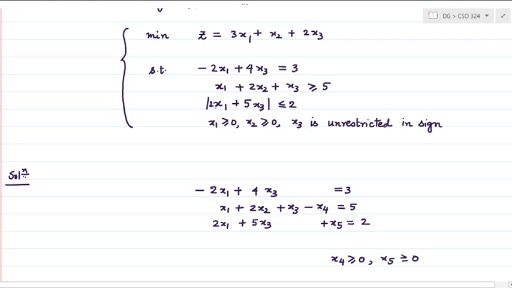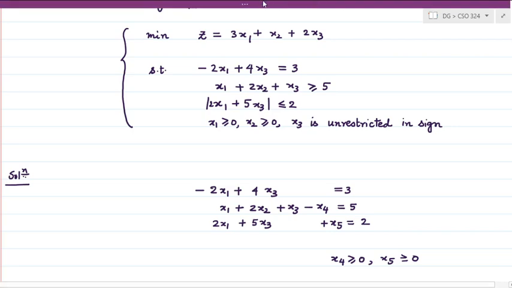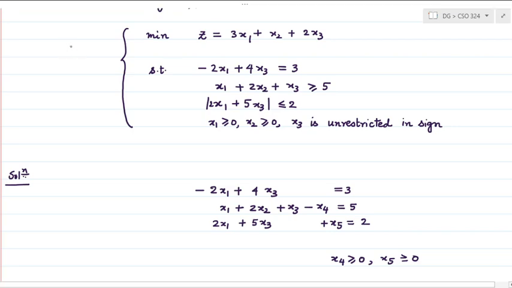From this absolute inequality, you also have 2x1 plus 5x3 greater than or equal to minus 2. So let me make a side calculation: the next inequality is 2x1 plus 5x3 is greater than or equal to minus 2. So we need to subtract a surplus variable x6.